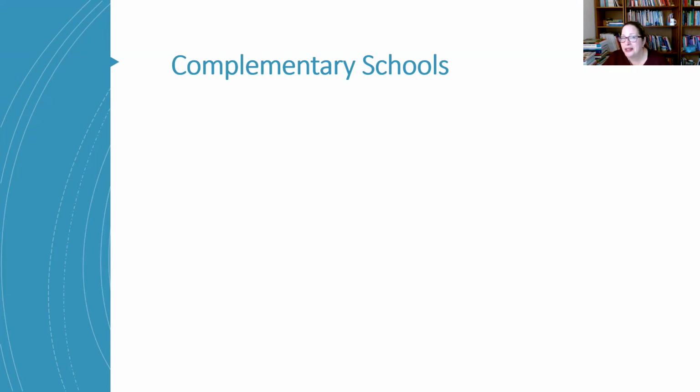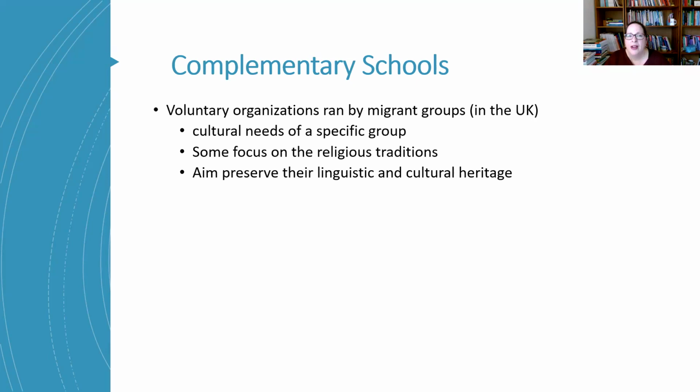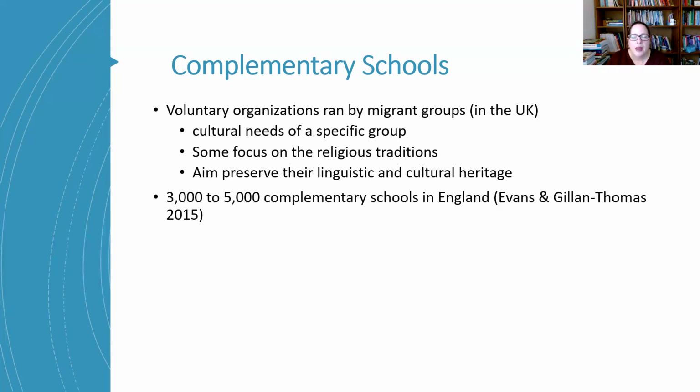Complementary schools are called different things in different places. They're called complementary schools in the UK. They are voluntary organizations run by migrant groups. They meet the cultural needs and the language needs of a specific group. Some of them focus on religious traditions and some of them don't. It really varies. But the aim is to protect and preserve the cultural and linguistic heritage of migrant groups in their new home country. There are estimates of between 3,000 and 5,000 complementary schools in England right now.